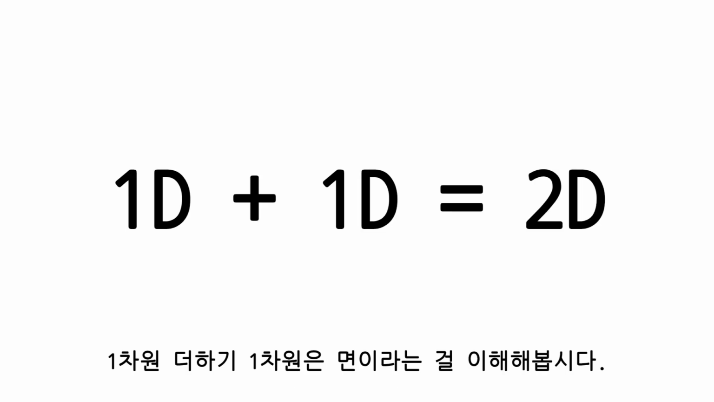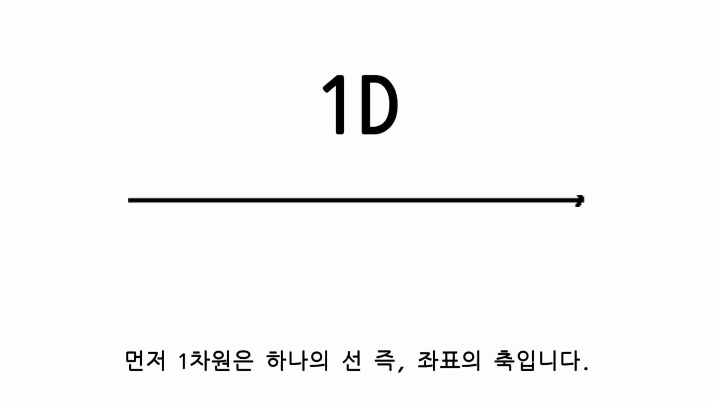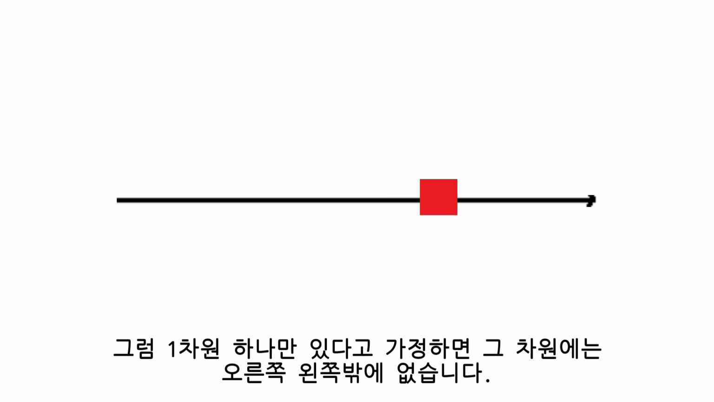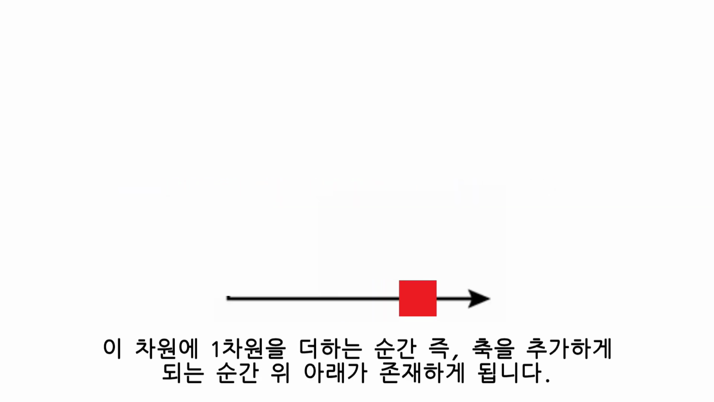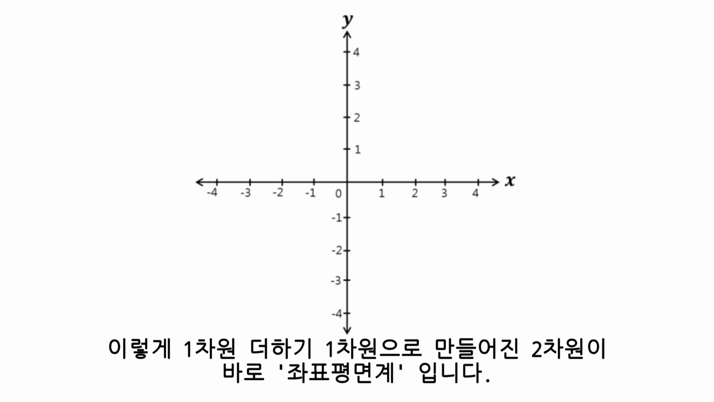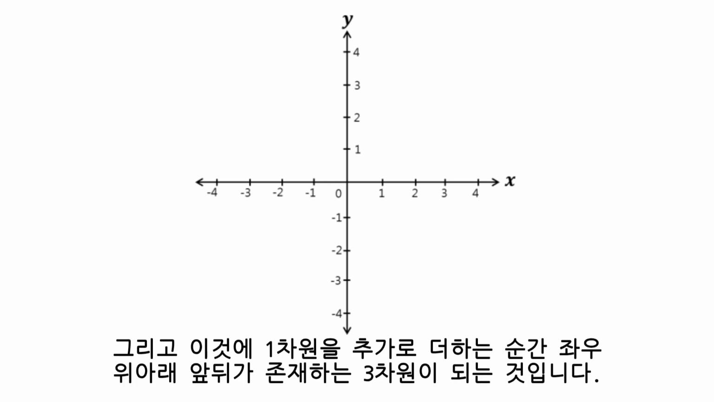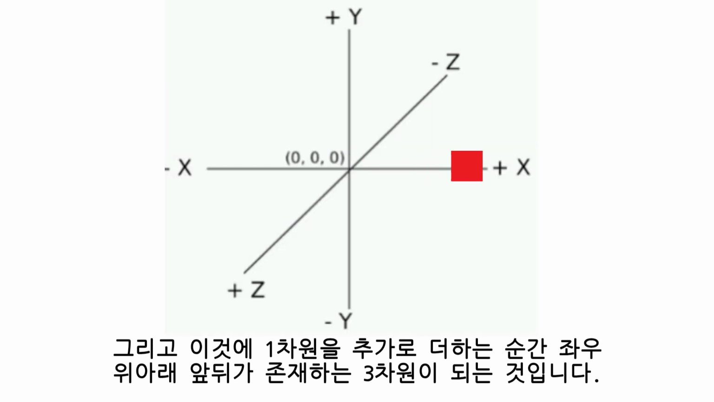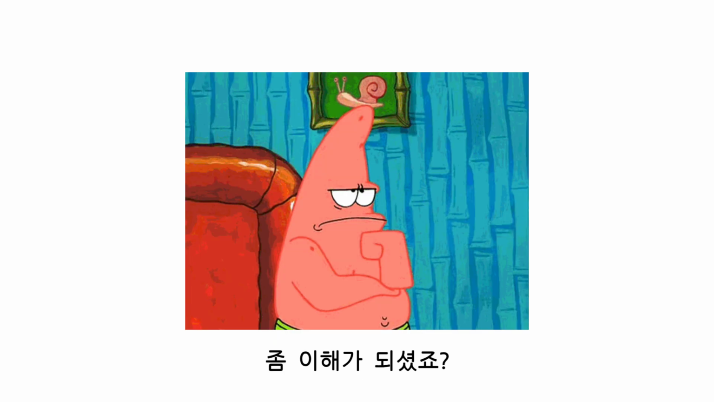Then let's do it in more detail. Let's understand that 1 dimension plus 1 dimension is a plane. First, 1 dimension is one line, the axis of coordinates. So if we assume that there's only 1 dimension, there's only right and left in that dimension. As soon as you add 1 dimension to this dimension, that is, as soon as you add an axis, you have up and down. The coordinate plane system is the 2-dimensional system that is made of 1-dimensional plus 1-dimensional. And as soon as you add 1 more dimension to this, it becomes 3-dimensional with left, right, up, down, and back and forth. Did you understand?